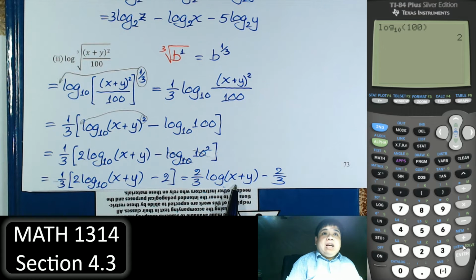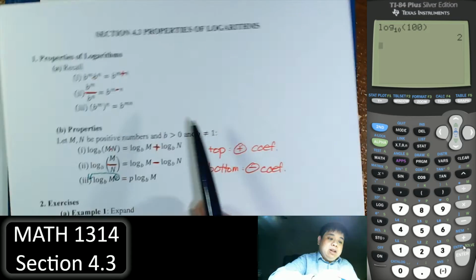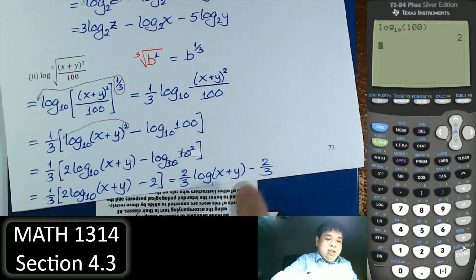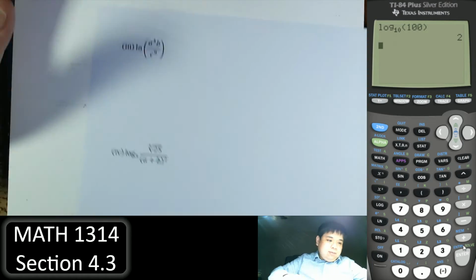Notice that log of x plus y, or of any base, we cannot simplify it. We can only do it if it is the product, the quotient, or the power. Product, quotient, and power. This is a plus. We cannot do anything. Right.